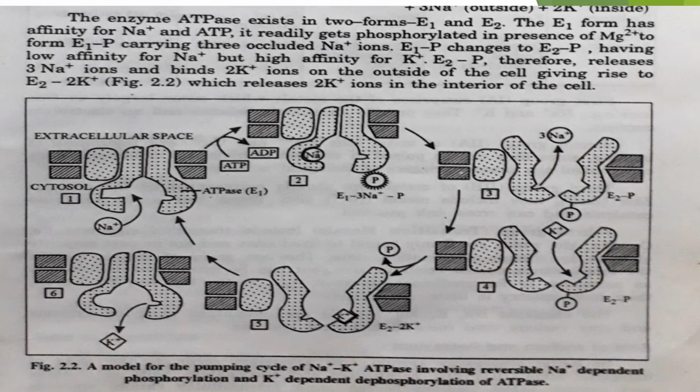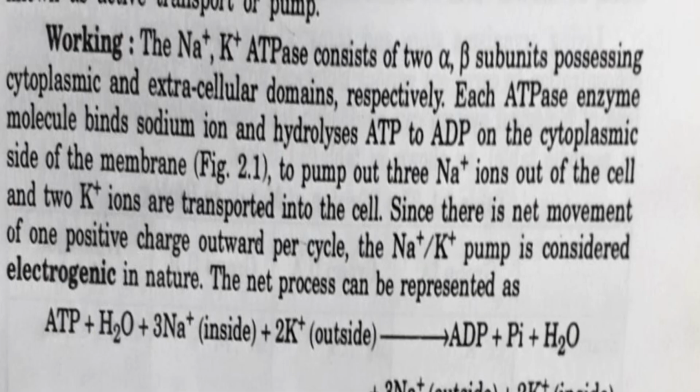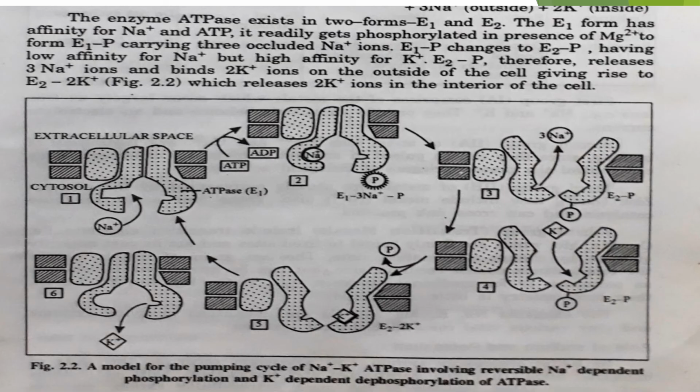Now, since there is a net movement of 1 positive charge outward per cycle, the sodium potassium pump is considered electrogenic in nature, and the net process can be represented as this. You have ATP plus H2O plus 3 sodium inside the cell plus 2 potassium ion outside the cell, which will give you ADP, inorganic phosphate along with the water molecule, and the 3 sodium ions which were inside will be transported outside, and the 2 potassium ions which were outside will be transported inside the cell.